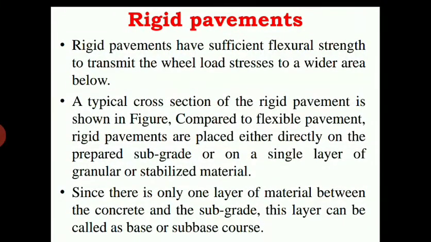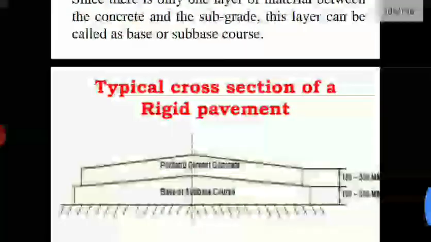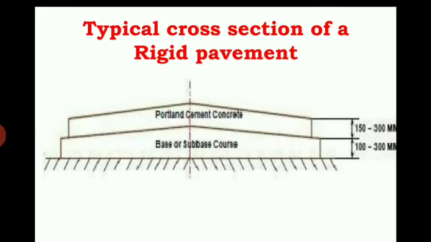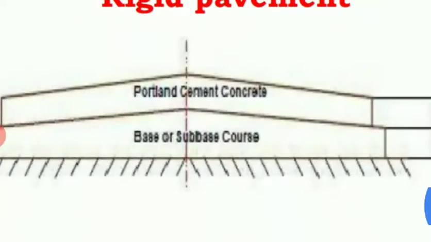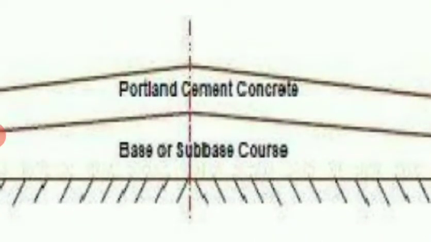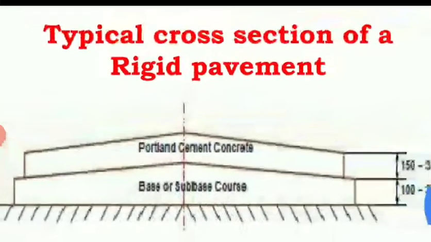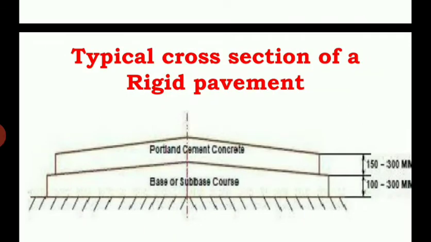rigid pavements. So here rigid pavements have sufficient flexural strength to transmit the wheel load stresses to a wider area. The major material of the surface course is concrete, and the typical cross section of a rigid pavement has been given here. At the bottommost you can see the subgrade, that is the natural subgrade, and then the next layer is the base or sub-base course, and the top layer is made up of what, Portland cement concrete.